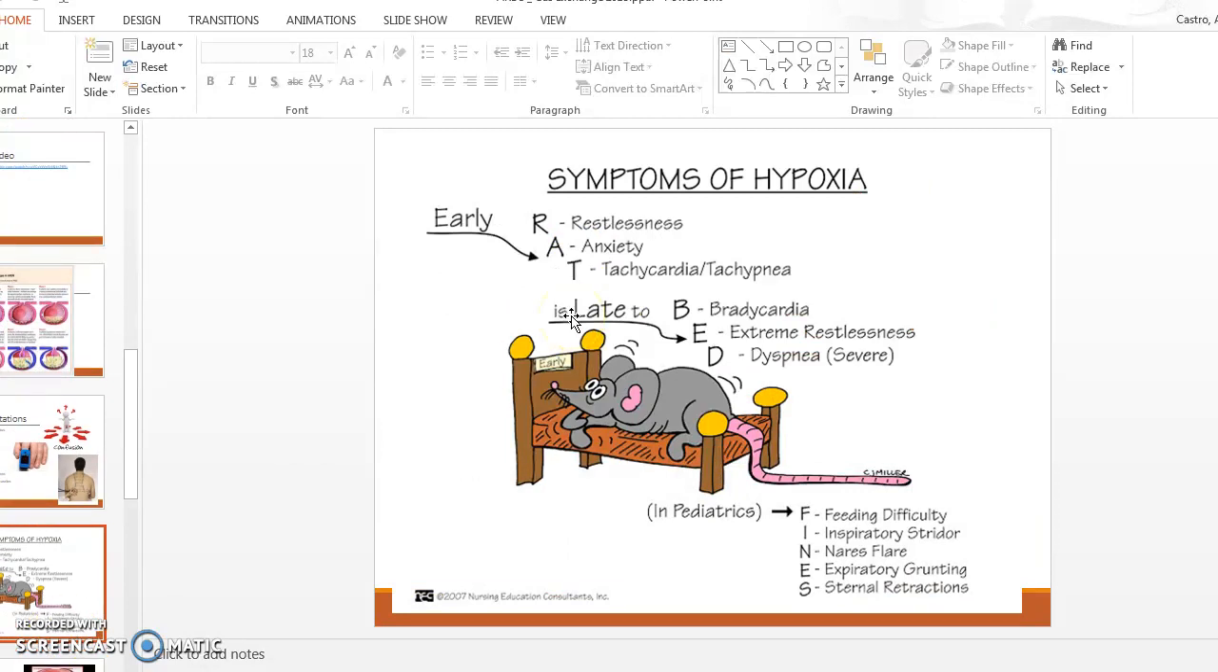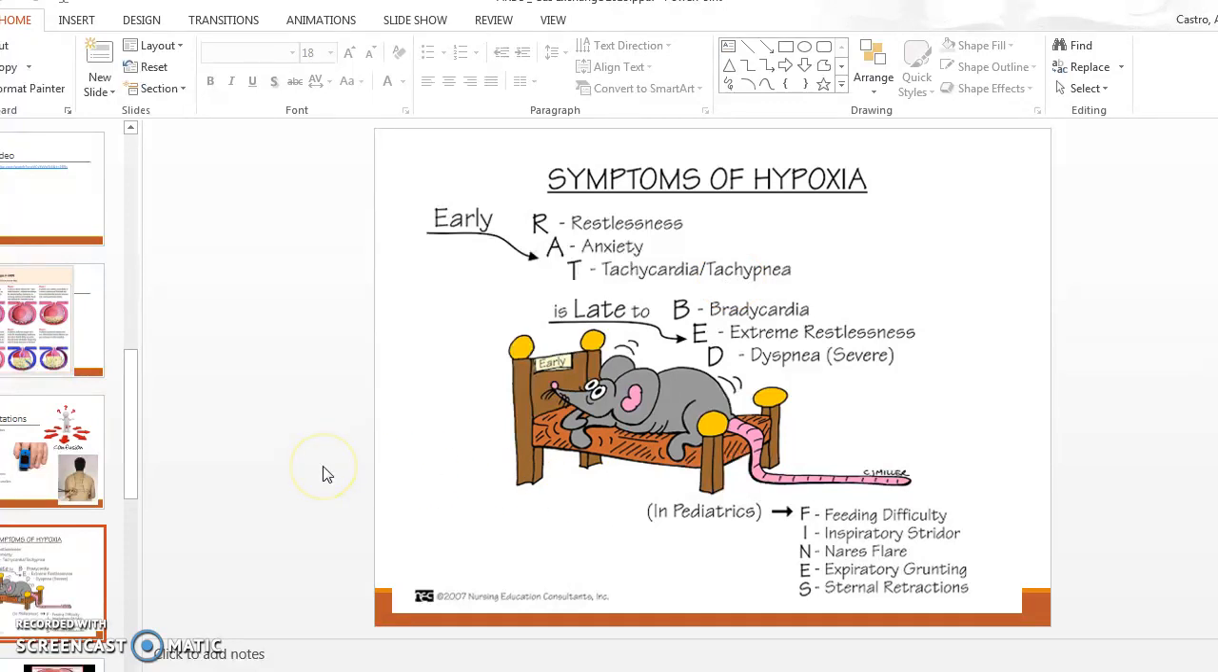So I really like this cute little illustration of symptoms of hypoxia. You're going to see you got a little rat in bed there. So our early signs that we're going to see are patients restless, anxious, confused, maybe combative. We're going to see maybe an increased heart rate and increased rate of breathing.